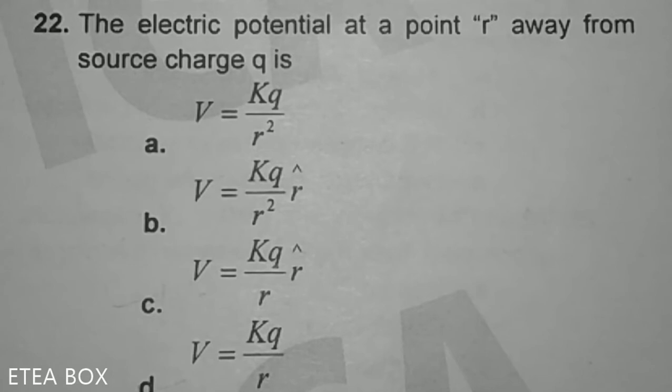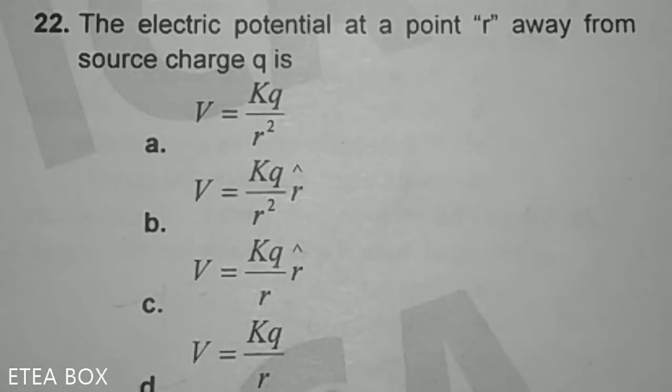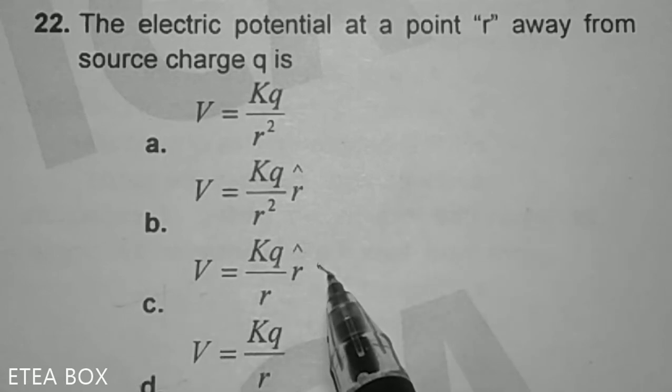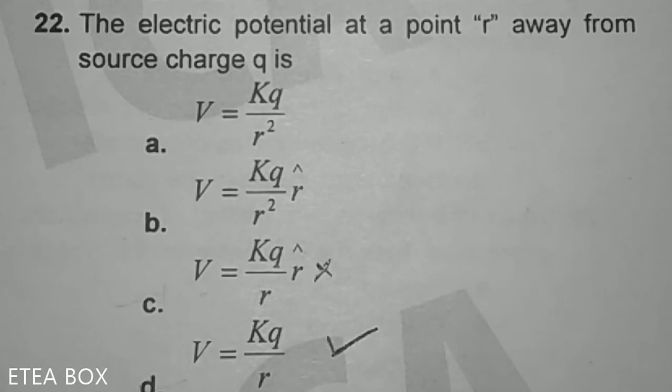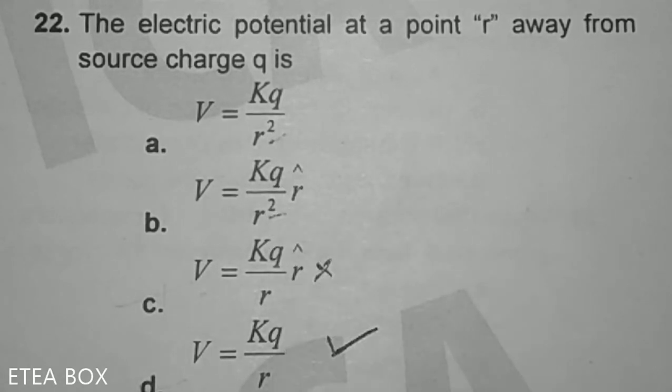Electric potential at a point R away from the source charge is, so here option D formula is correct. Electric potential is KQ divided by R. We know that potential is a scalar quantity, so there is no need to put the direction. And these two formulas are incorrect here. So the correct one is KQ divided by R. It is scalar, that's why we didn't put the direction here.